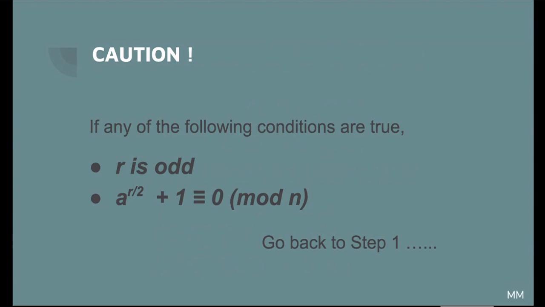And a to the r over 2 plus 1 mod n can't be 0. Well, you might ask why. It's because in congruence modulo, like we mentioned before, a to the r over 2 plus 1 would be a multiple of n. But when we perform greatest common divisor on a to the r over 2 plus 1 and n, it's going to give us n for sure, because the first is a multiple of the second number. So we're going to have to go back to the first step and pick a different a that would get us a smaller value for a to the r over 2 plus 1.